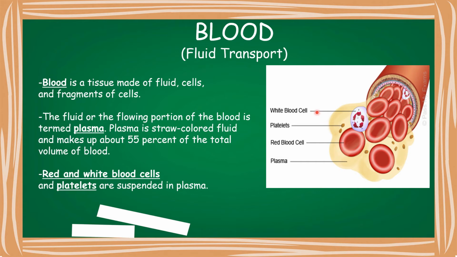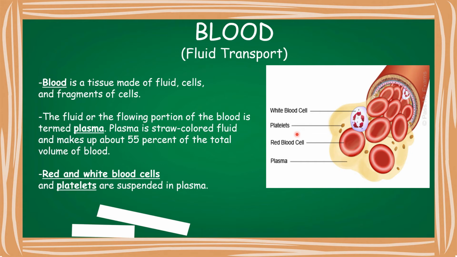Another important cell that the blood has is the white blood cells. White blood cells are very important in fighting diseases. White blood cells create antibodies that can kill germs, bacteria, and viruses that could enter our body.